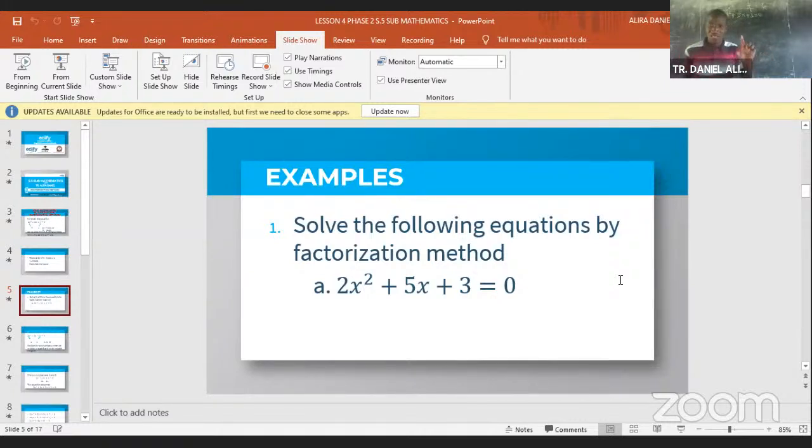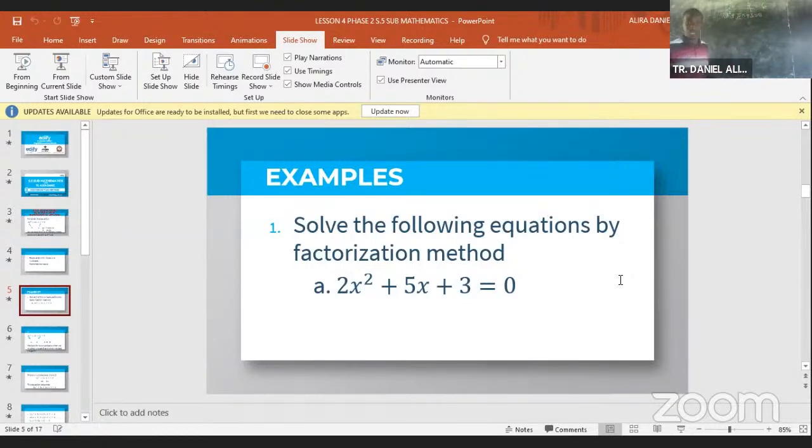Let me come again. You look for two numbers, when you multiply them, you get 6, but when you add them, you get 5. Remember, how do you get the 6? We got the coefficient of x squared, which is 2, and we multiply by the other constant, which is positive 3. We got the 6. So we look for the two numbers that multiply to 6 and add to 5.